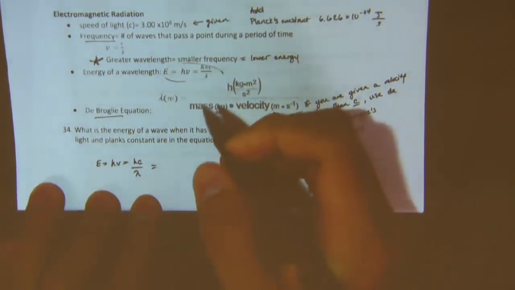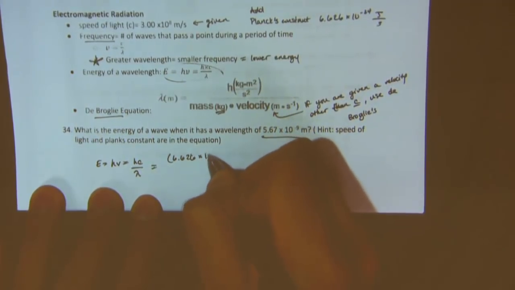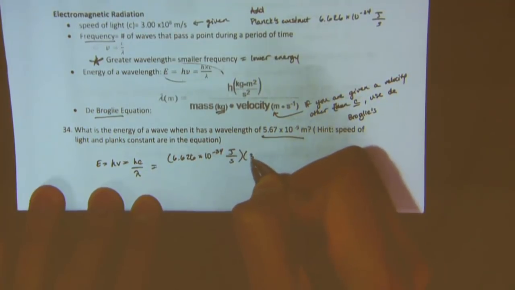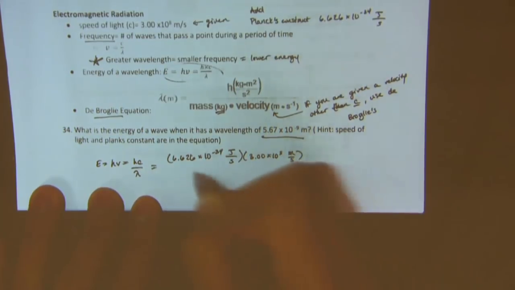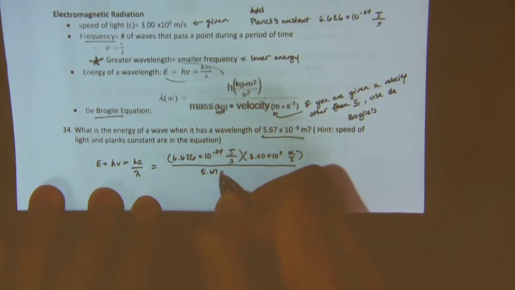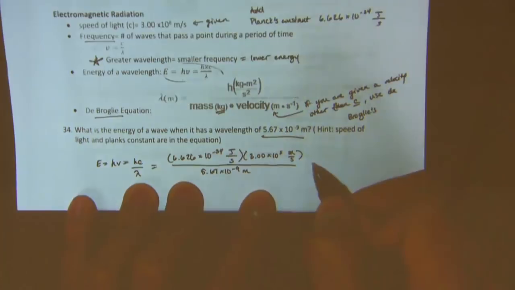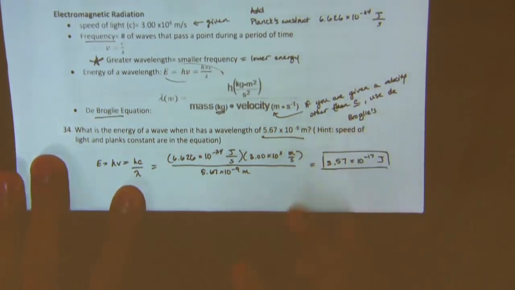So we just plug in our particular constants. We have 6.6 times 10 to the negative 34th joules per second times 3 times 10 to the 8th power, and then we also have what was given to us up here. When we solve for that, we get an answer of 3.57 times 10 to the negative 17th joules. Okay.